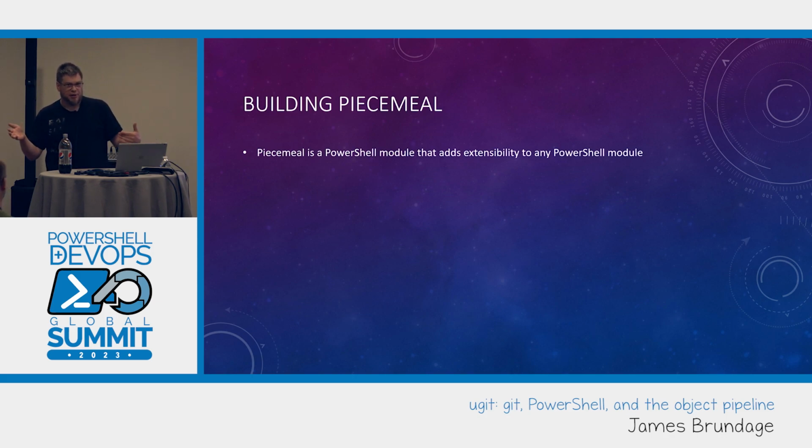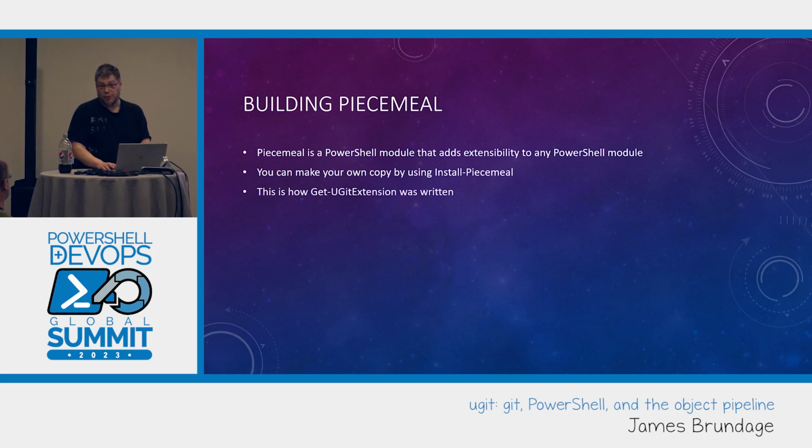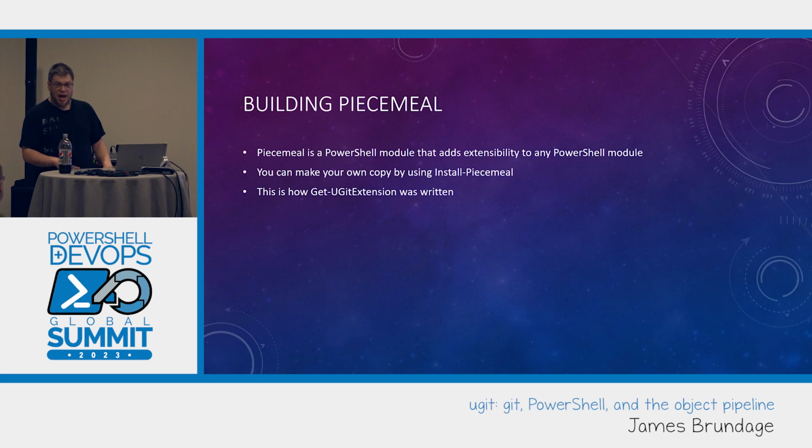You basically use Piecemeal to generate a function, in this case, ugit extension, that will take a naming pattern and give you all the commands back with a bunch of bells and whistles. So you can make your own copy by using Install-Piecemeal. That is how ugit extension was written. Bonus points, it's got a GitHub Action in it, right there in the workflow. So if you wanted to see how you'd integrate it into your own project, just look at ugit or one of the dozen other projects that I use that use Piecemeal to add extensibility. It's a very useful module.